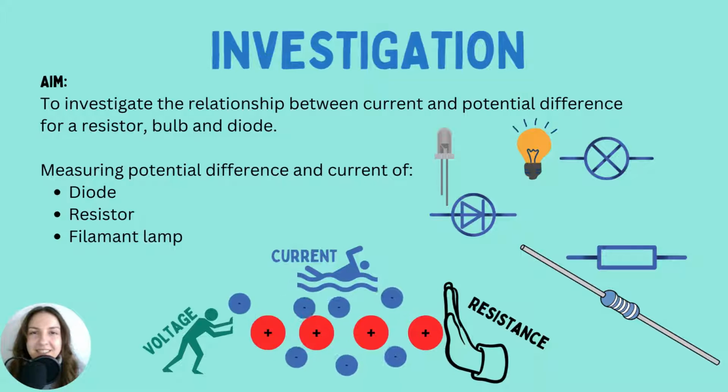I'm the GCSE science teacher, and in today's video we are focusing on a physics topic. This is a required practical and it's an investigation into the relationship between current and potential difference for a resistor, a filament lamp and a diode.